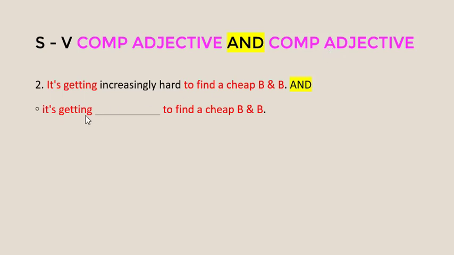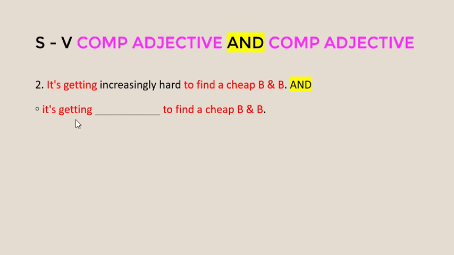Okay, let's take a look at the answer. The words in red mean they have been used. It's getting and to find a cheap B&B have been used, but increasingly hard haven't been used, which means they have to be put in the blank. Okay, let's use the pattern.